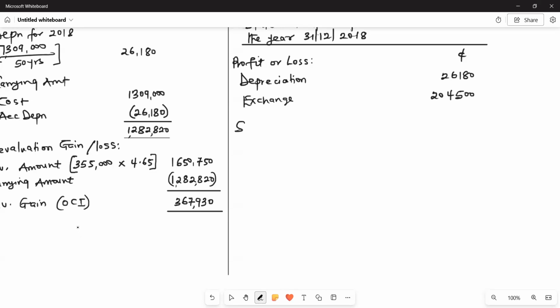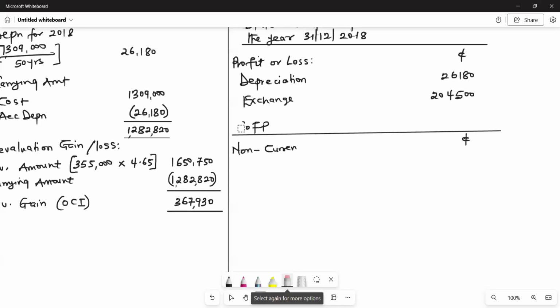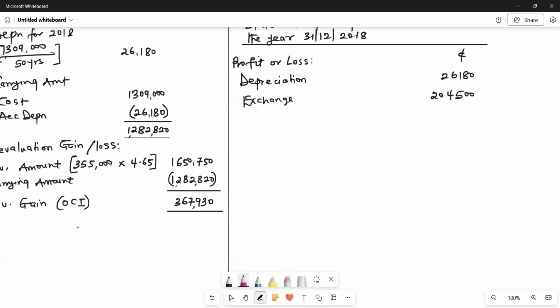Then we go to the statement of financial position. Don't write SOFP, write it in full. What about the other comprehensive income? So what are the revaluation gains? There was OCI, right? That's why I always want to leave space. If you don't leave space, you are in trouble.